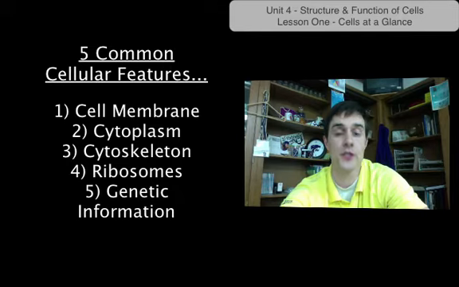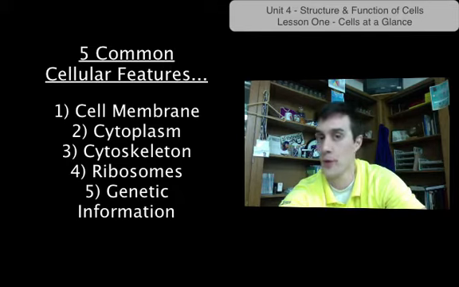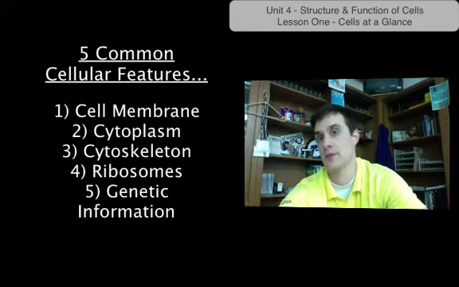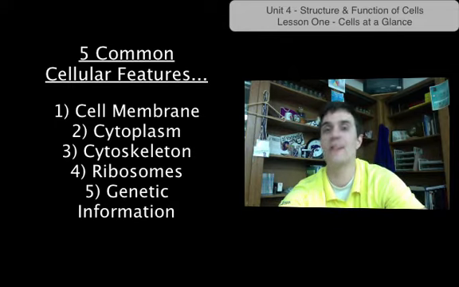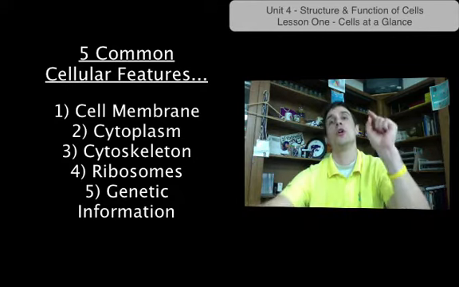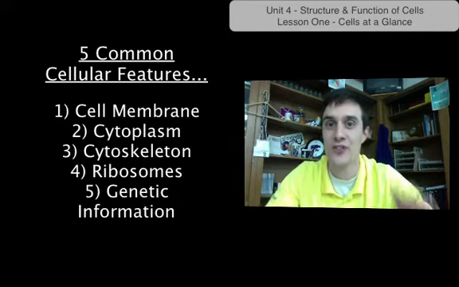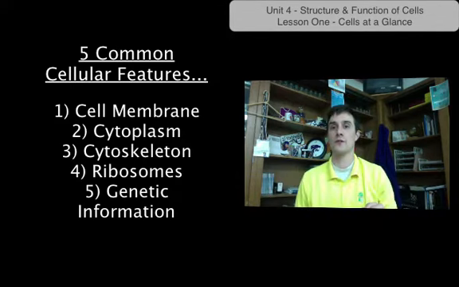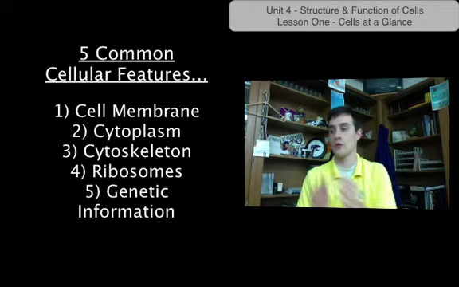Finally, genetic information. All cells, whether you're a euk or a prok, have some type of nucleic acid present. It could be DNA, it could be RNA, doesn't really matter. If you're a prok or a euk, you've got genetic info. You have some instructions that tell your cell what to do at that level to sustain life. Those are the 5 common features that are present in both prokaryotes and eukaryotes.